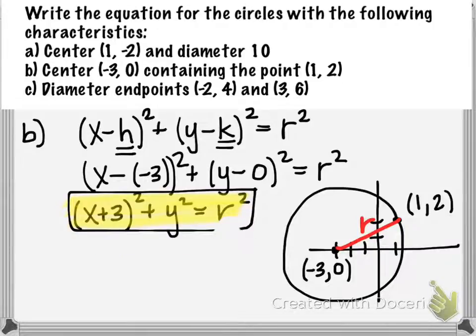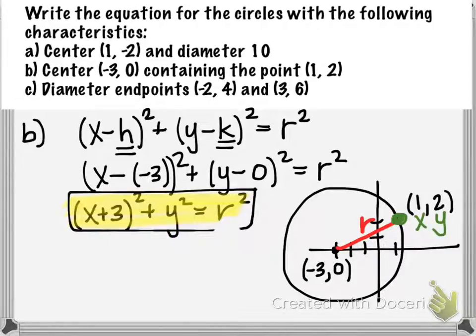But rather than using the distance formula to find the radius, let's utilize this point right here that we know is on the circle. So this point, 1, 2, is a point that lies on the circle, which means that when x is equal to 1, y is equal to 2. So this x and y value must satisfy our equation here. So right here, when x is equal to 1, y must equal 2. So we can substitute in 1, 2 for x and y, and that's going to let us solve for r.